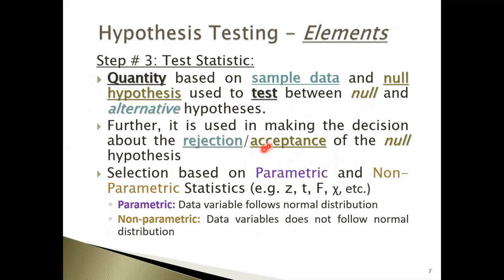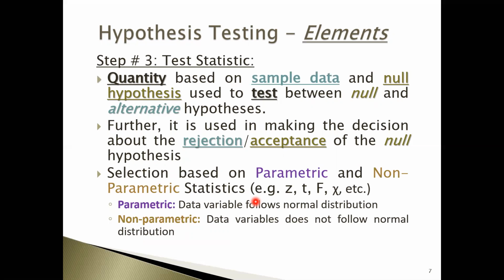Synthesizing is basically the quantity based on the sample data and the null hypothesis, and it further helps us to reject or accept our null hypothesis. So there are many test statistics, which is a different topic, which we will study, like t-test, f-test, z-test, chi-square test. There are many tests based on the parametric and the non-parametric observation.